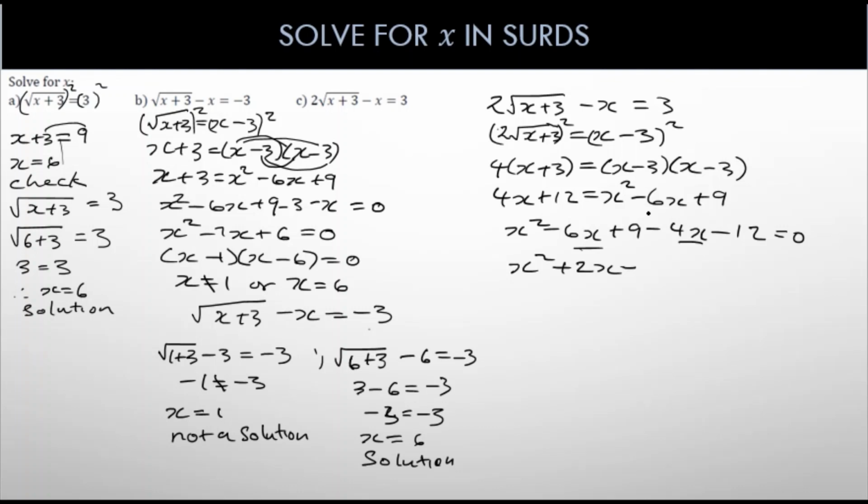and x and negative 3, because these two are like terms, is equal to 0. And then when we factorize, x plus 3 and x minus 1 will be our factors, and then x is equal to negative 3 or x is equal to 1.